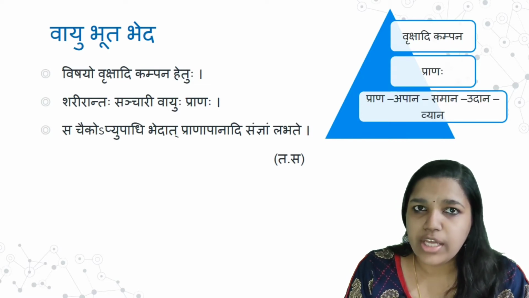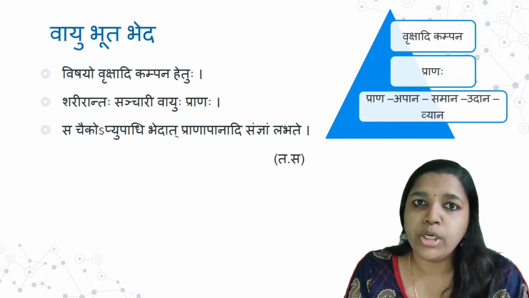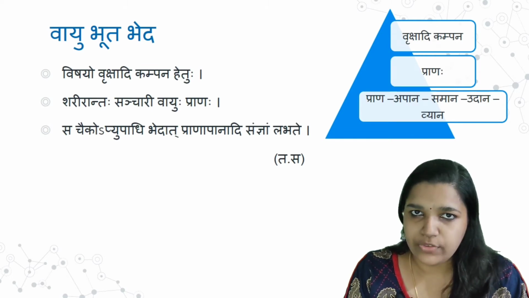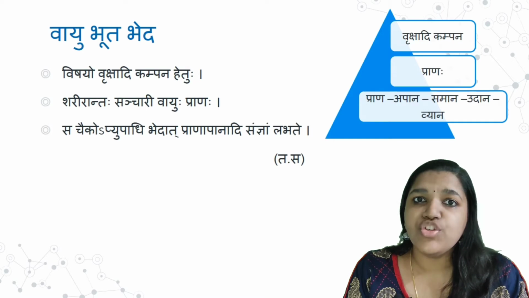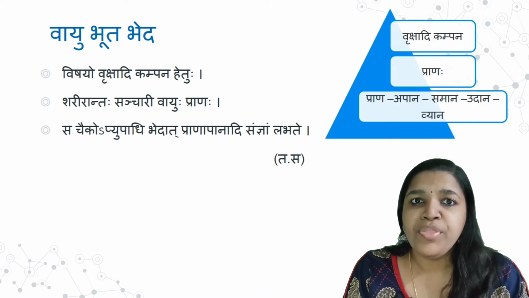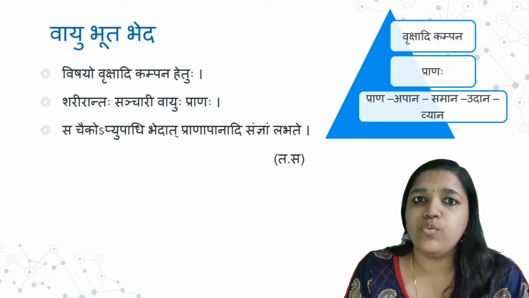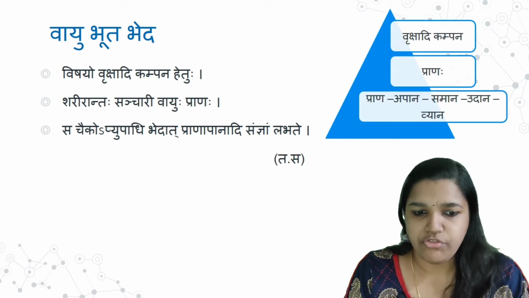So Vishayo Vrikshadi Kampana Hetuhu, that is, which is responsible for the Kampana or movement of the Vriksha, that is called as Vayu. And also the Prana which is moving inside our body, that is also considered to be Vayu. And for the better understanding of this dosha, we have classified this Vayu into 5 types, that is Prana, Apana, Samana, Udana and Vyana.